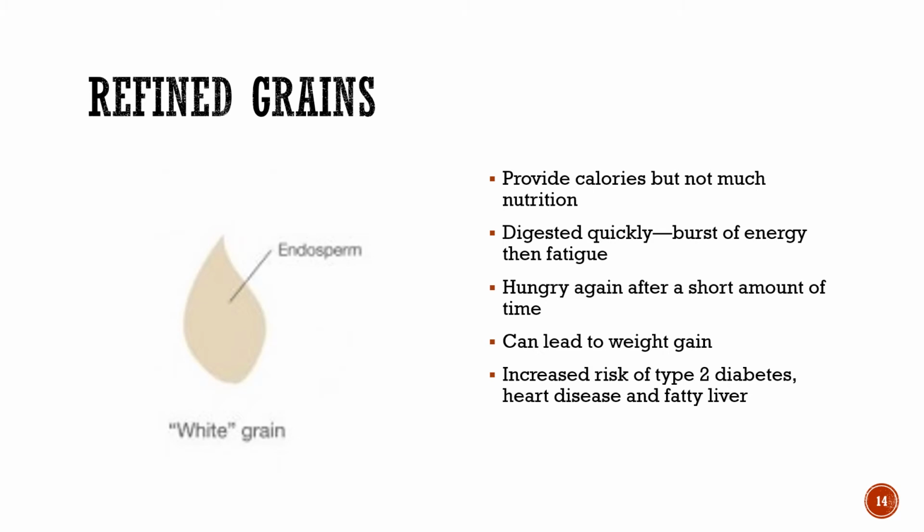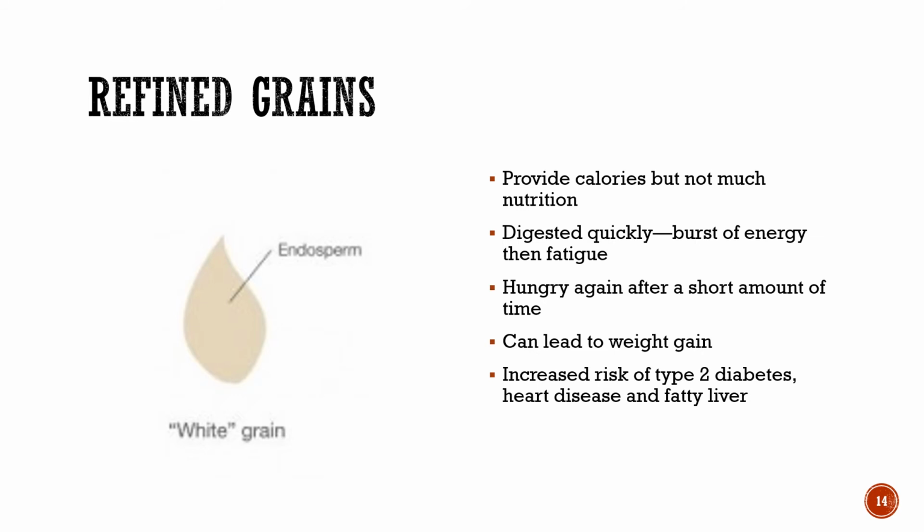And when we eat refined grains, they're digested quickly, so we get a burst of energy and then we feel really tired. And we're also hungry again after a short amount of time. So it's a vicious cycle. We eat white breads or white rice or cookies, donuts, things like that. They digest quickly. We get a burst of energy. We're tired and hungry again, and we eat again. So it's a cycle, and it leads to weight gain.